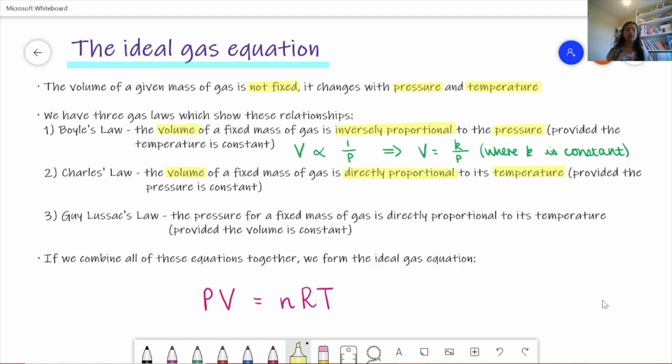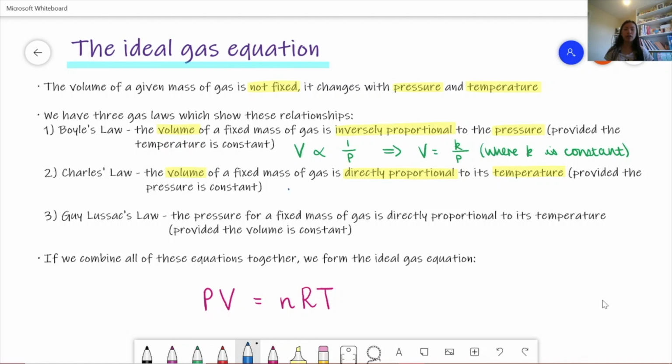So going back to Boyle's law, what we had was that if the volume was doubled, for example, the pressure would be halved. So that's what we call inversely proportional. However, when we say directly proportional, it's basically that if the volume doubles, then the temperature will also double. So it'll follow exactly the same thing as what the volume has done.